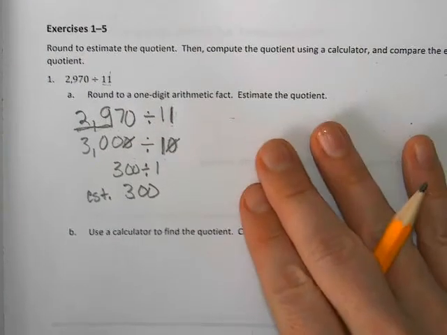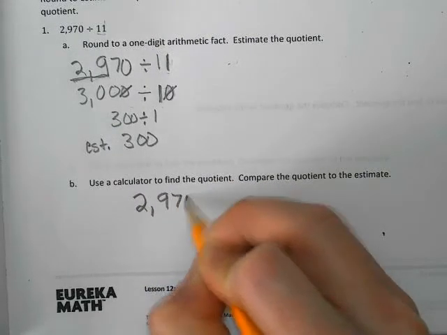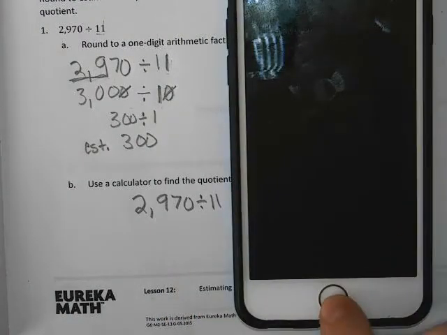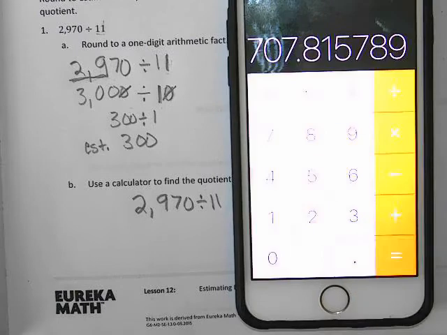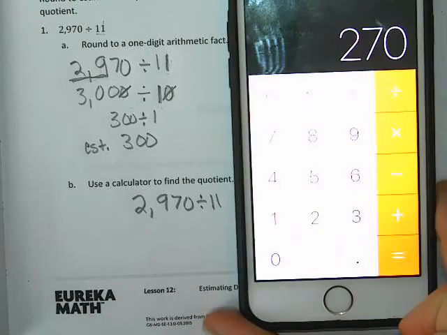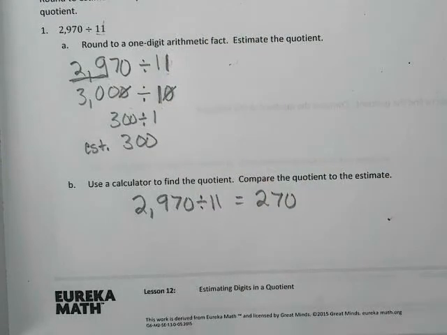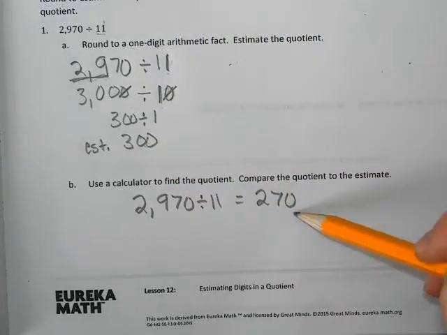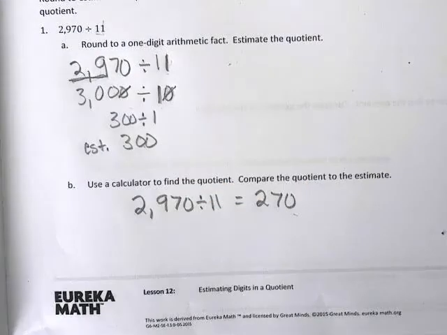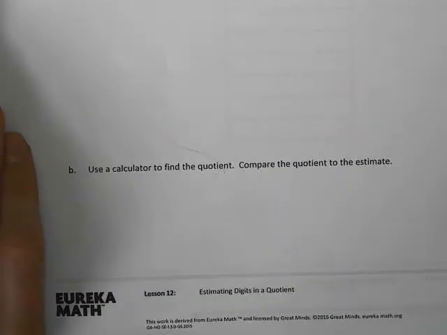Now, if I go to my calculator, all I'm going to do is rewrite the equation. So 2,970 divided by 11. I pull out the calculator, and you have 2,970 divided by 11 is 270. And again, if I compare my estimation, 300 to 270, those are pretty close. They're only 30 apart. This answer makes sense. My estimation makes sense. Now, example 2.